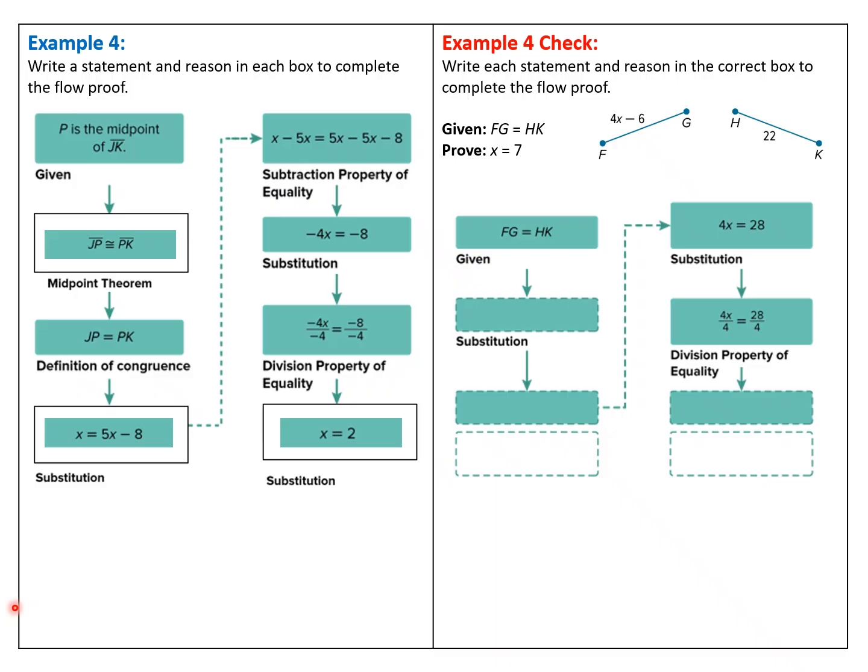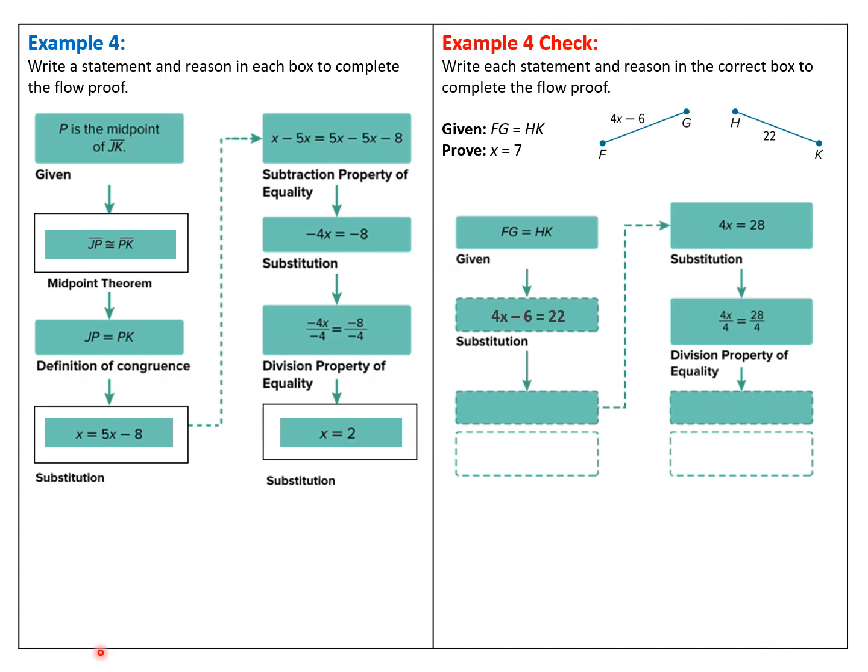Okay, you were given FG equals HK. Prove that x equals 7. So we have FG equals HK. And the first thing they told us to do is substitute, where we plug in those known values into the equation. So that's 4x minus 6 equals 22.